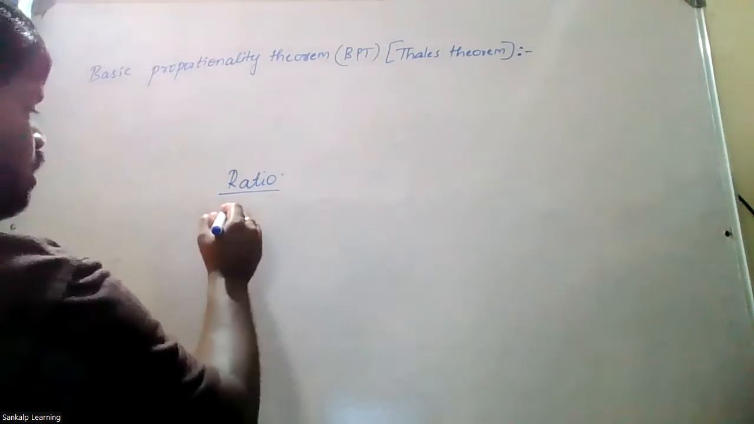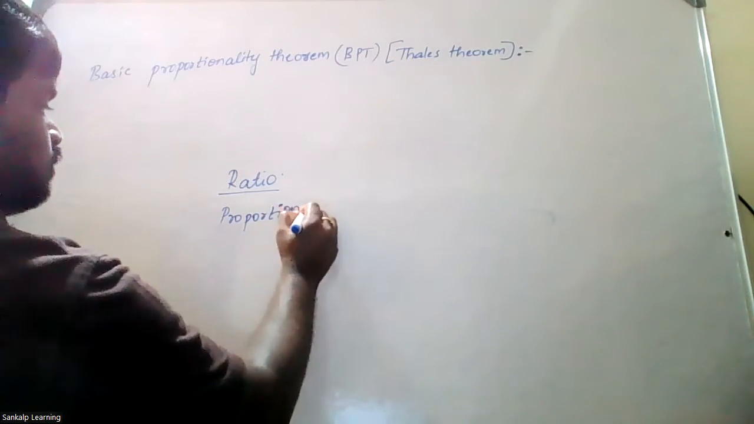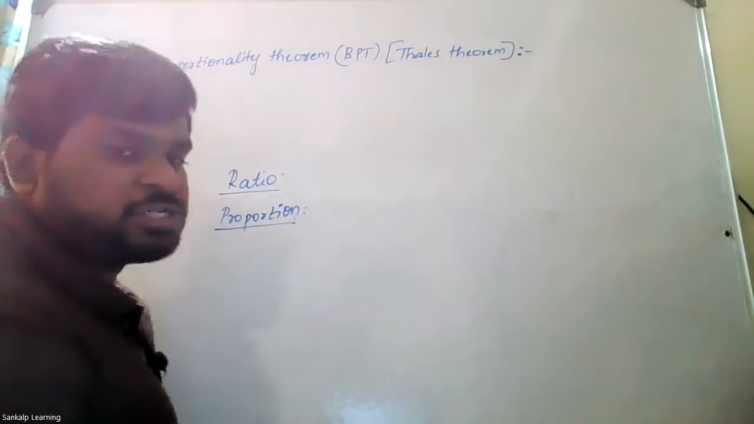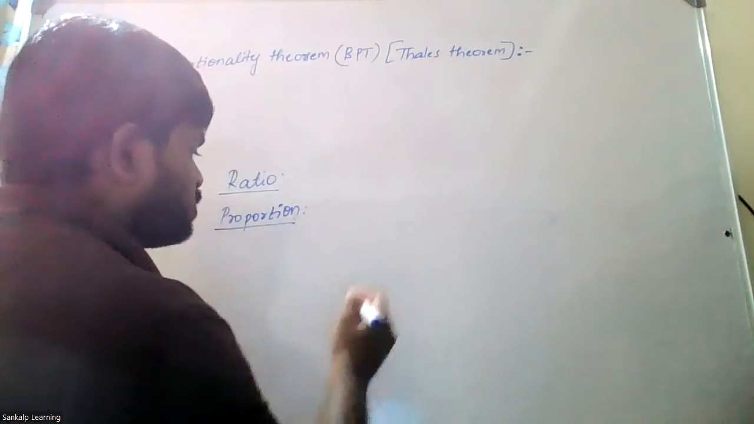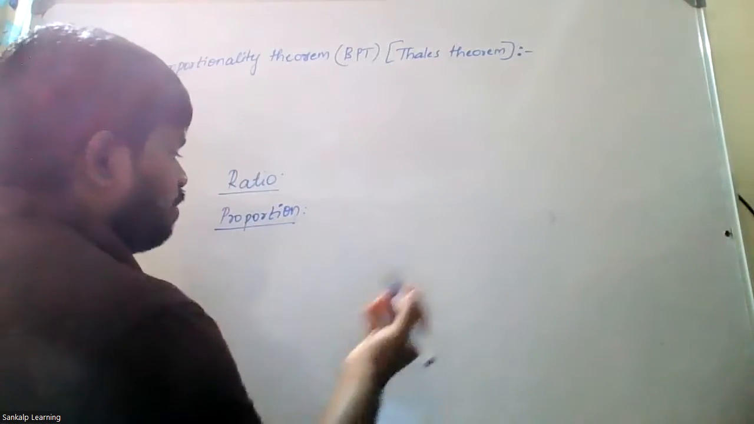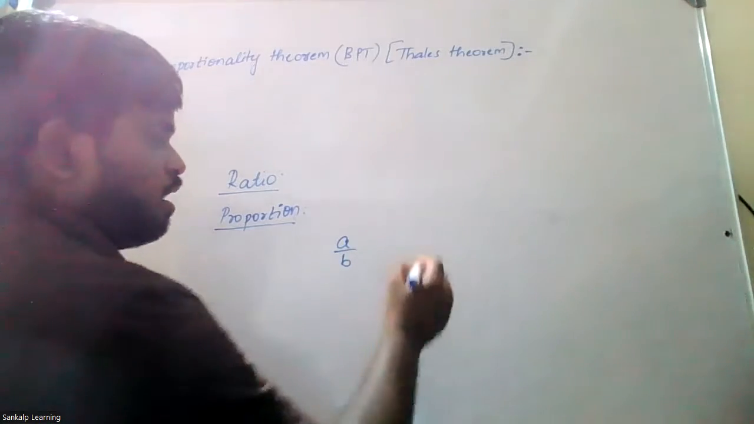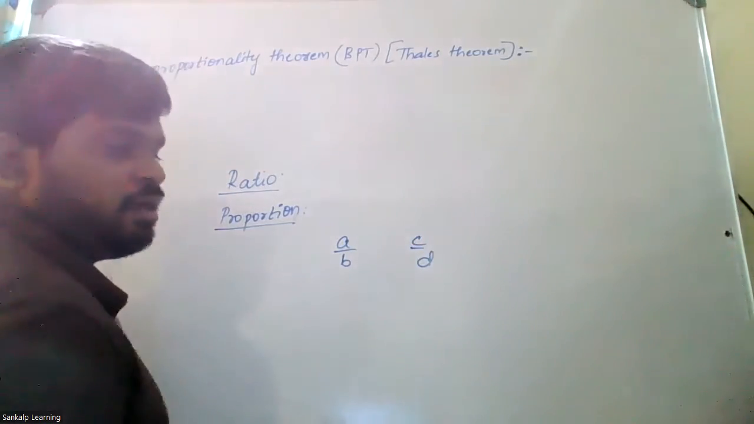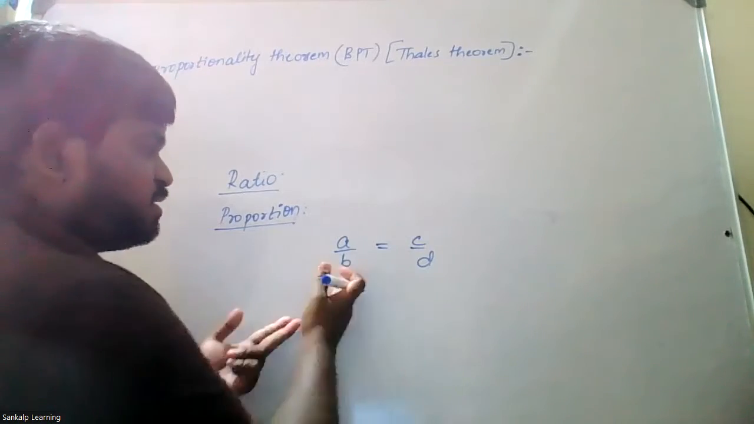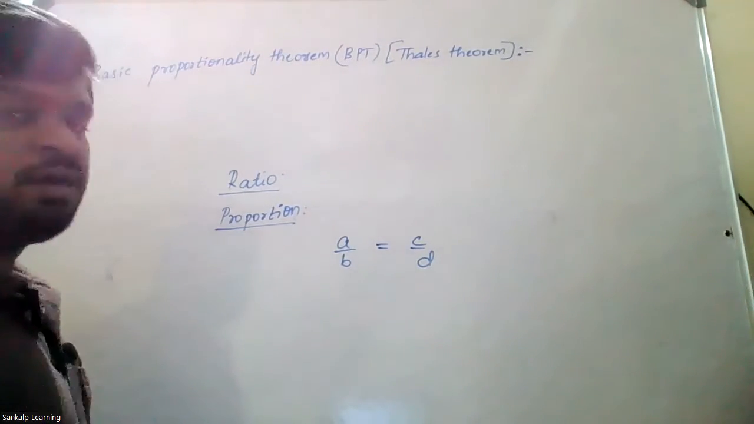Now the other word is proportion. What is proportion? Equal ratios are said to be in proportion. Ratios are said to be in proportion if they are equal. That's it. Meaning, suppose we take a ratio A by B and a ratio C by D. If the ratios are equal, then we say the ratios are in proportion. So this is the meaning of proportion.